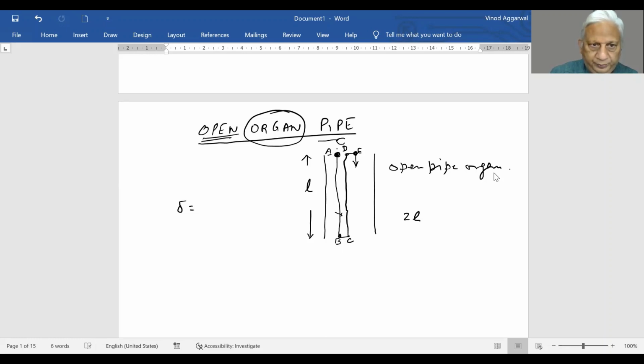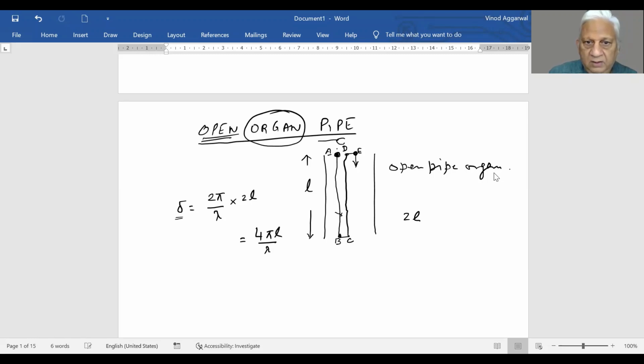And we know that there's a phase difference of 2 pi if you travel a distance of lambda, and if you travel a distance of 2L, it will be 4 pi L by lambda. Okay, is there anything else which contributes to phase difference?